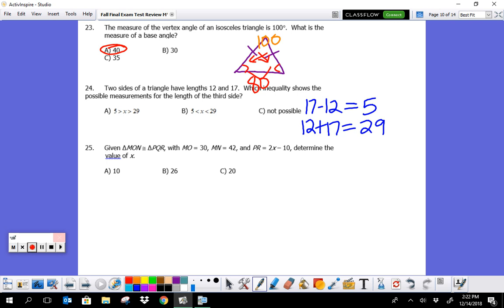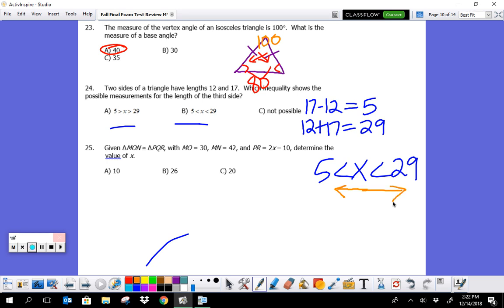You just have to know if it's A or B here. So this is what our correct answer needs to look like. Okay, think about this. If you read this backwards from the x, that would say x is greater than 5. And then if you read it going to the right, x is less than 29. So x needs to be greater than 5, but less than 29. So the answer here is B.